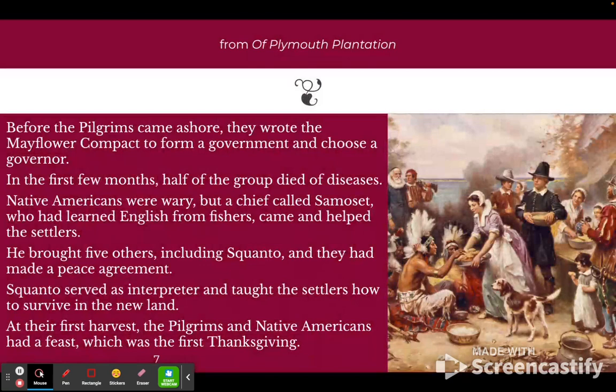All right, so before the Pilgrims came ashore, they wrote the Mayflower Compact to form government and choose a governor. In the first few months, half the group died of diseases. Native Americans were wary, but a chief called Samoset, who had learned English from fishers, came and helped them anyways. He brought 5 others, including Squanto, which you've probably heard of, and they made a peace agreement. Squanto served as an interpreter and taught the settlers how to survive on the new land. At their first harvest, the Pilgrims and the Native Americans had a feast. That was the first Thanksgiving. Seem familiar?